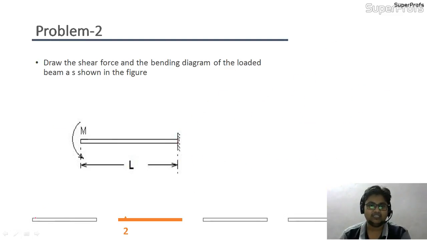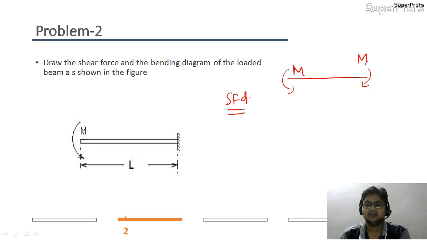Now I'm erasing all these things and coming straight to the shear force diagram. As this was my free body diagram, my static equilibrium diagram, with the help of this diagram I will be proceeding. Here, as you can see, there are no vertical forces, that is, no forces parallel to the cross section of this beam.